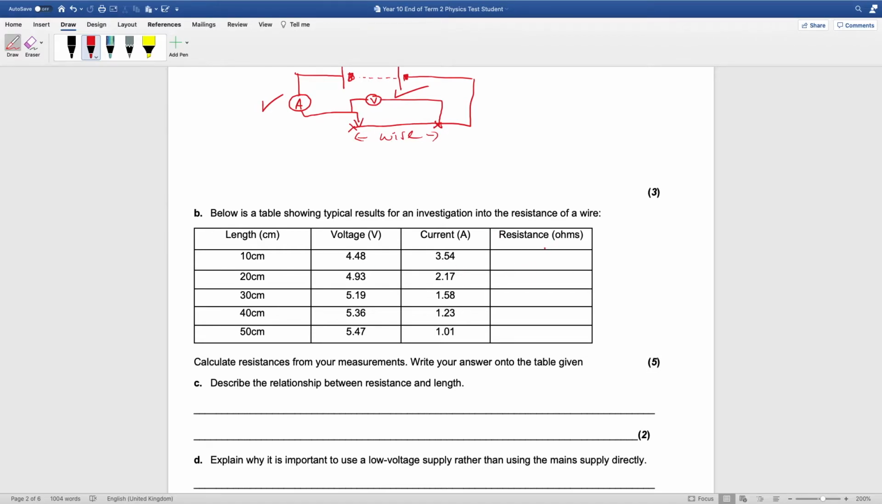So, in part B then, you're applying Ohm's law, V equals IR, making R the subject, R is V over I. So if you correctly divide 4.48 by 3.54 and so on, you get 5 marks.